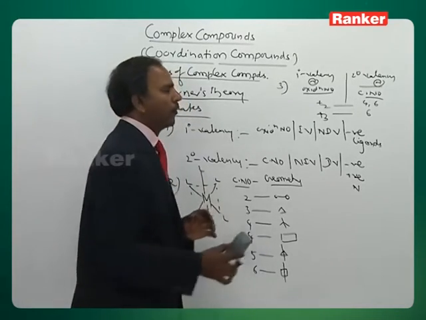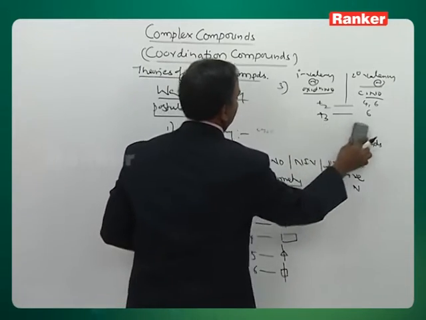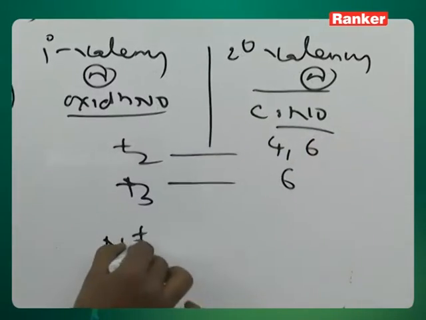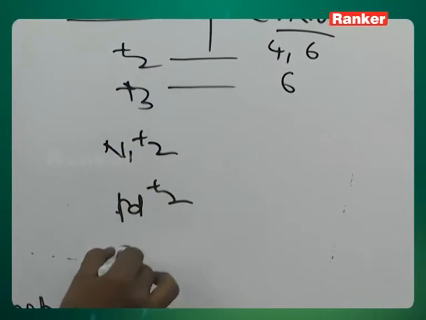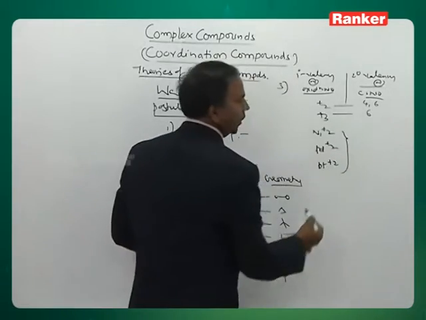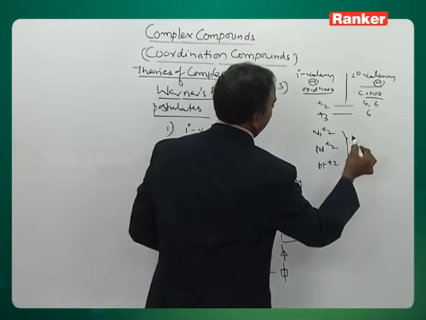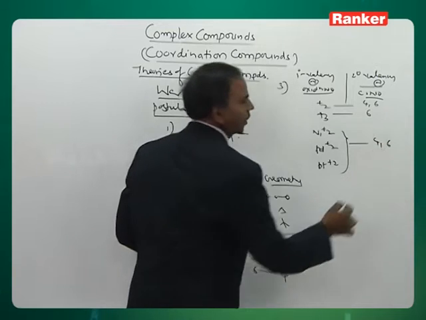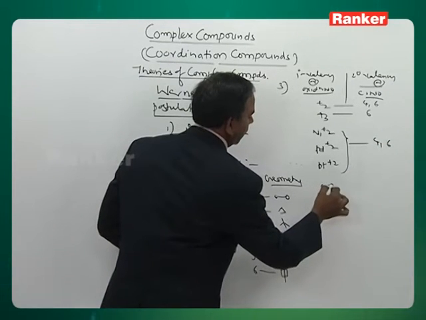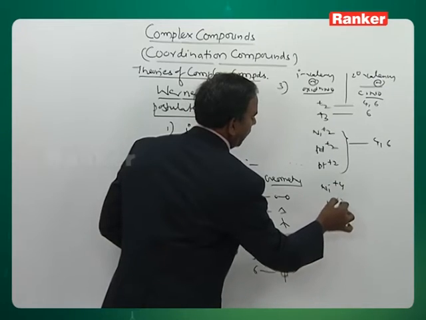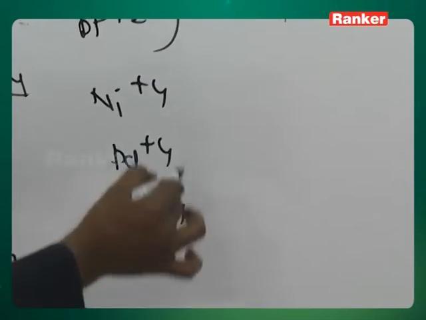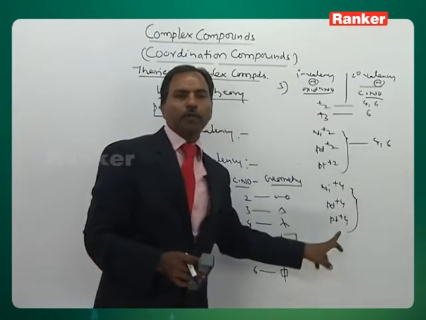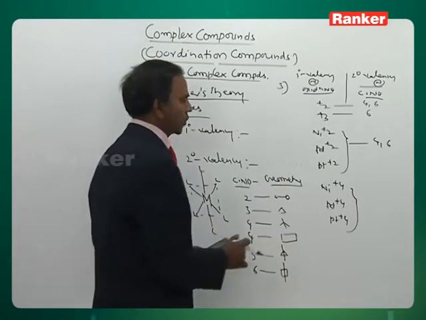Therefore, what we can understand about these 3 metal ions, either you consider nickel, palladium and platinum. Look here: nickel, palladium and platinum. These 3 metal ions are not exhibiting +3 oxidation state. In the +2 state they generally exhibit coordination numbers 4 and 6, but in the +4 state, the same thing, nickel +4, palladium +4 and platinum +4, they exhibit only 6 coordination number.